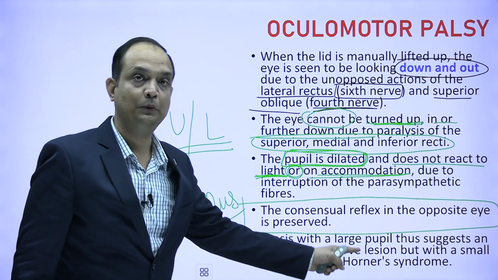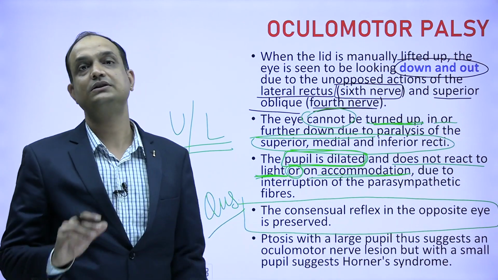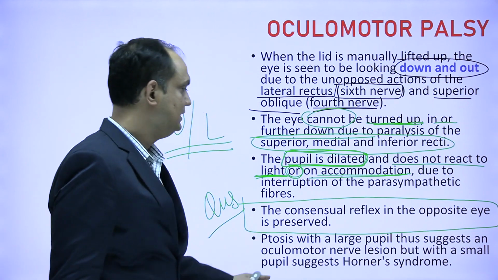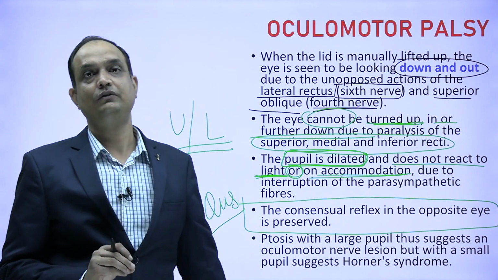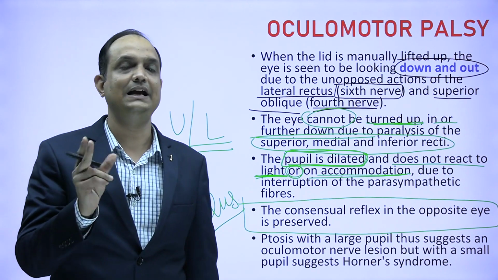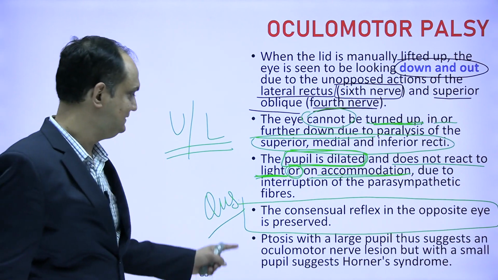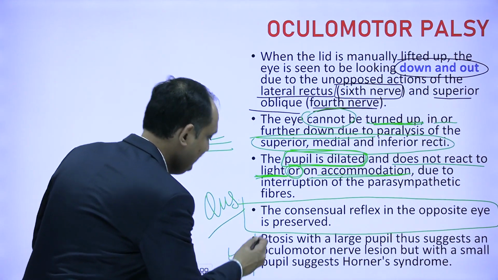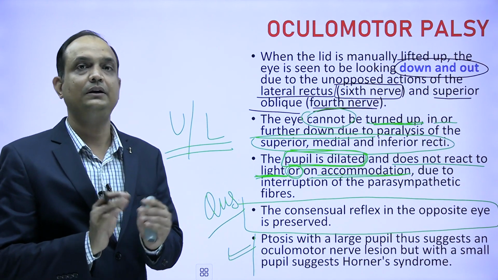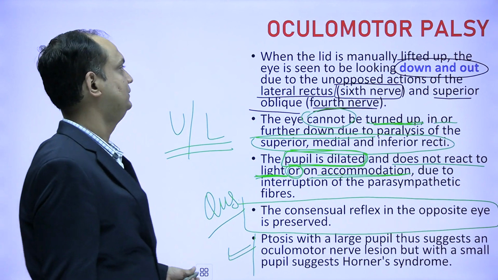Ptosis with a large pupil is suggestive of oculomotor nerve lesion. Why? Because the constrictor pupillae is not working. But ptosis with a small pupil is a feature of Horner syndrome. Why? Because in Horner syndrome, the sympathetic supply has been disturbed, so the dilator pupillae is not working. This is the important line to understand: if there is a large pupil, that means constriction is not possible. If there is a small pupil, that means dilatation is not possible.